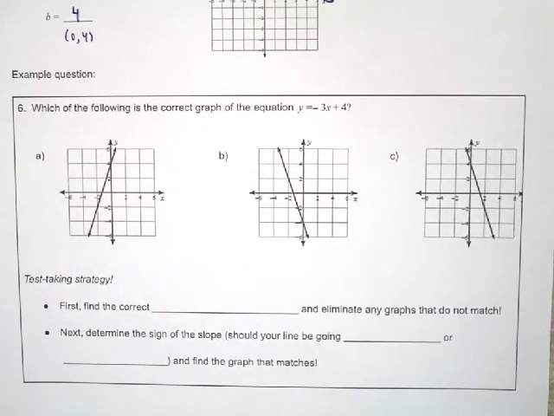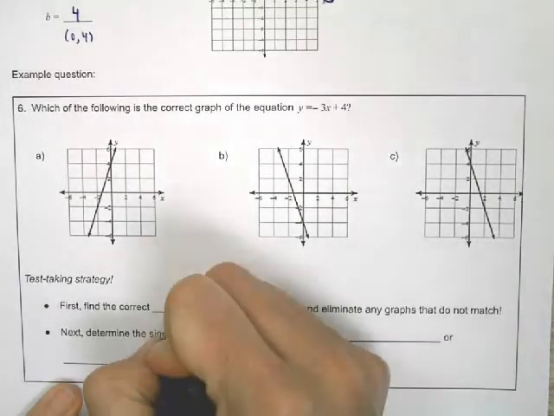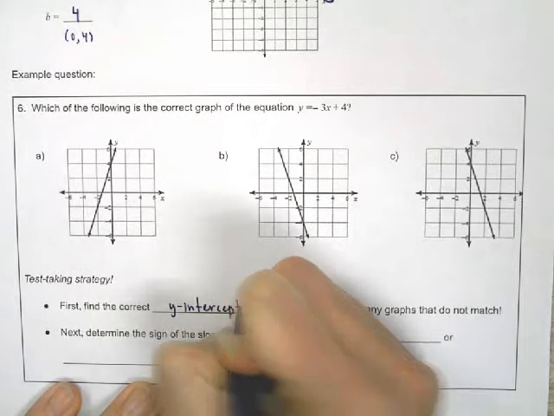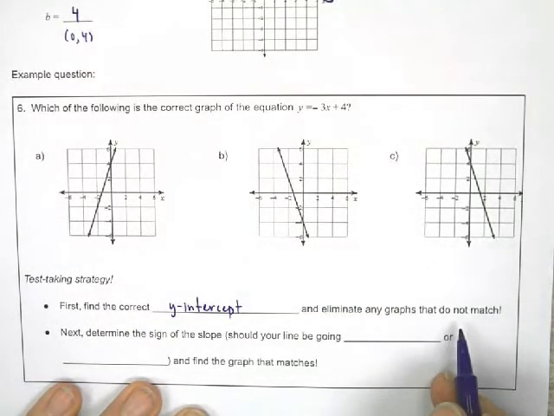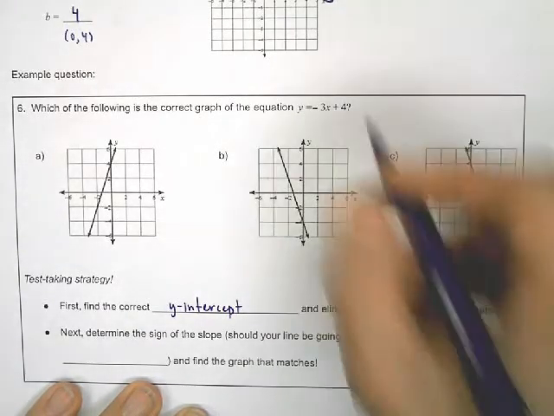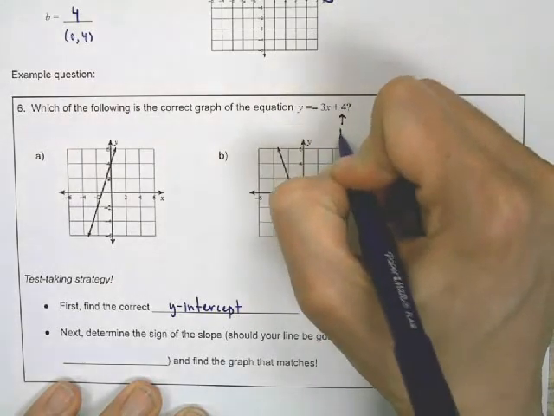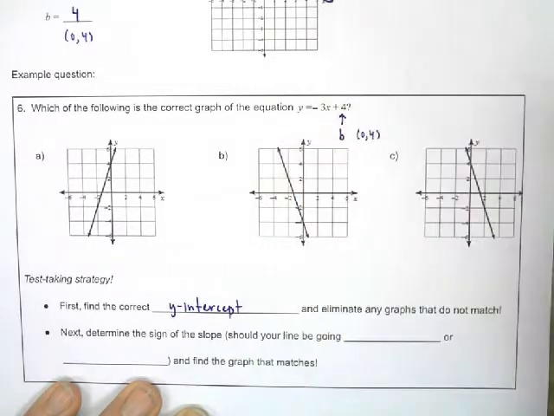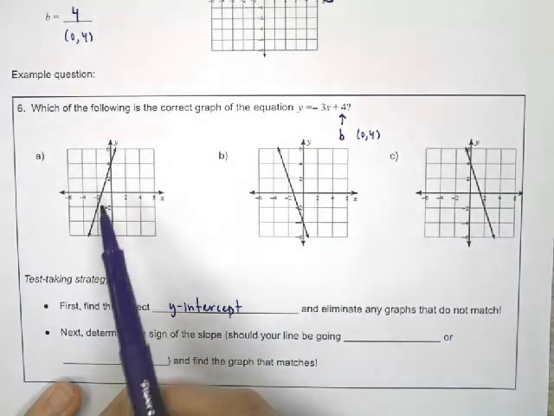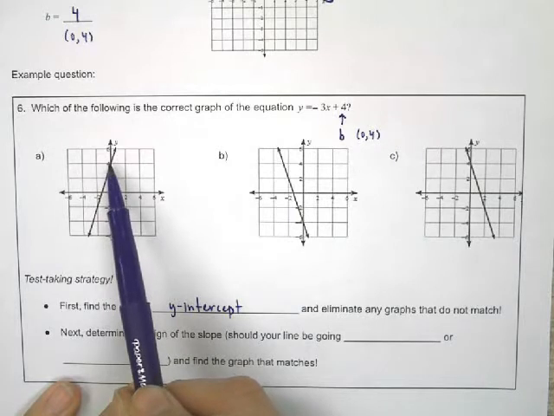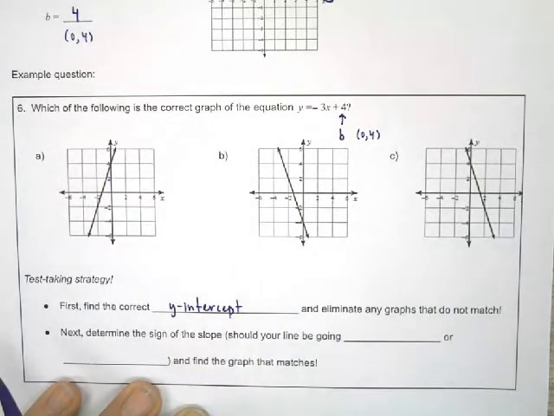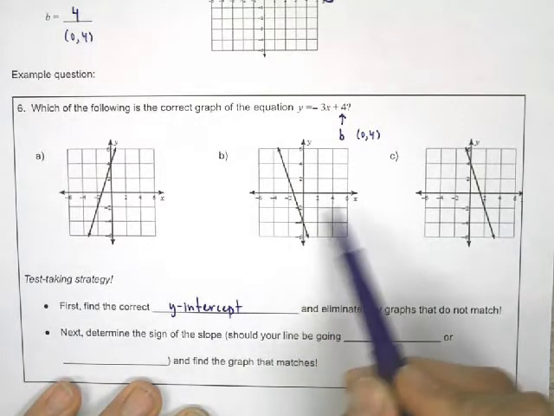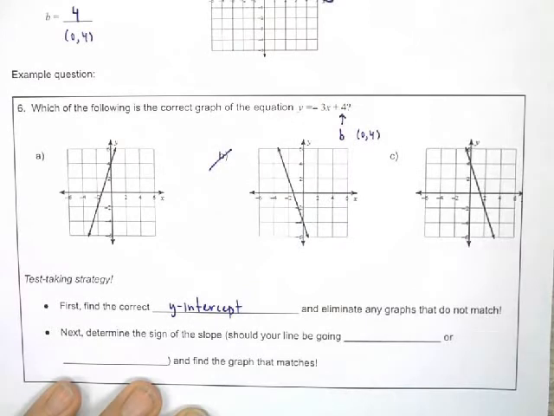The first thing we're going to do is find the correct y-intercept and eliminate any graphs that don't match. Well, I know from slope-intercept form that this plus 4 is going to be my b value. So that means the point (0, 4) has to be on my graph. So if I look at this one, its y-intercept is 4, so I can't cross that out. In choice B, the y-intercept is down here at -4, which doesn't match, so I know that can't be my graph.